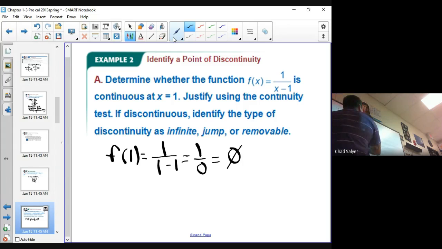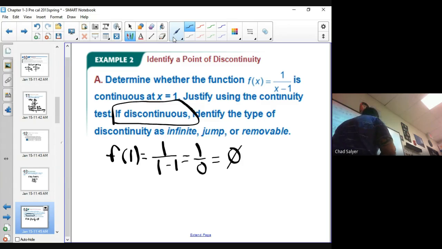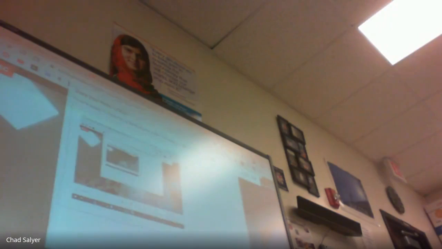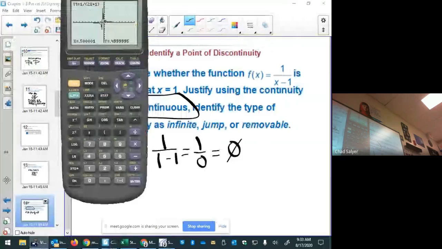So if it is discontinuous, which is what we find, what type of discontinuity is it? Well, the best way to do that is going to be to look at the graph. So let me share my whole screen as opposed to just that window so you guys can see my calculator for this one. Okay, so the best way is going to be to graph it.